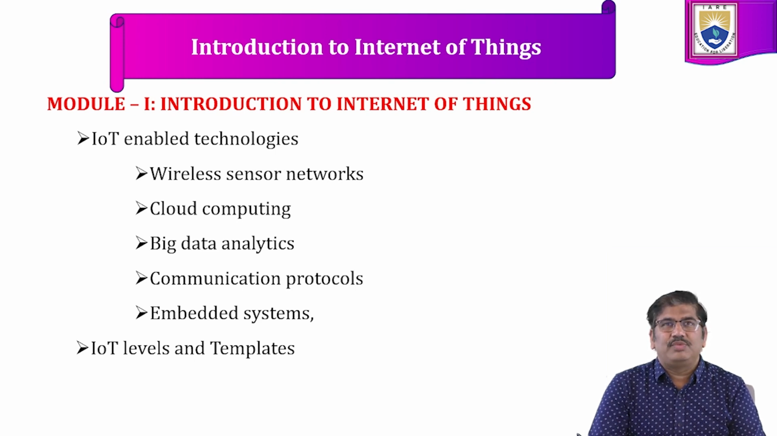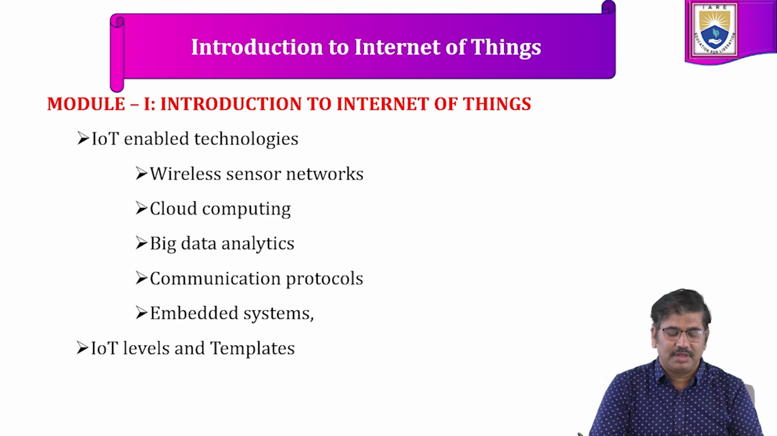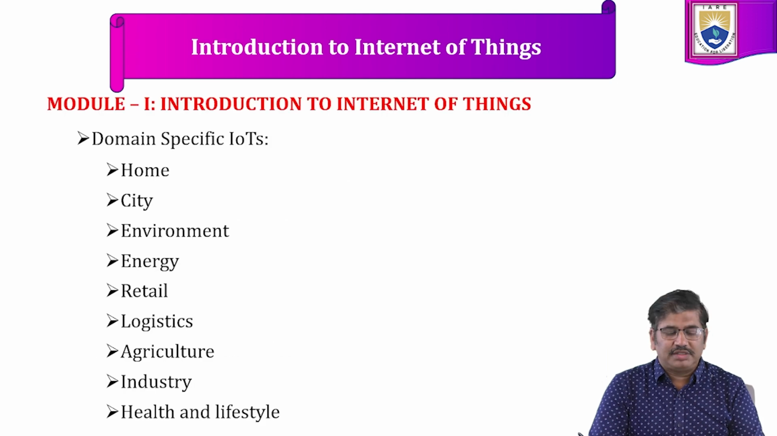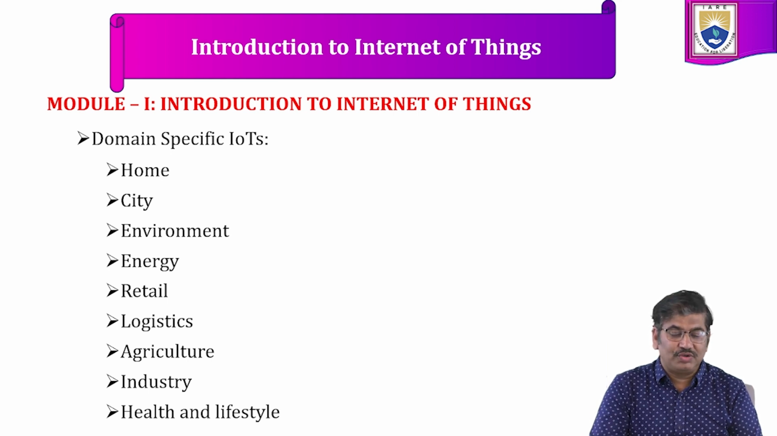Next, IoT enabled technologies. Under this: wireless sensor networks, cloud computing, big data analytics, communication protocols, and embedded systems. Next, IoT levels and templates. Next, we have domain specific IoTs, where we are going to study a few applications related to home, city, environment, energy, retail, logistics, agriculture, industry, health and lifestyle.